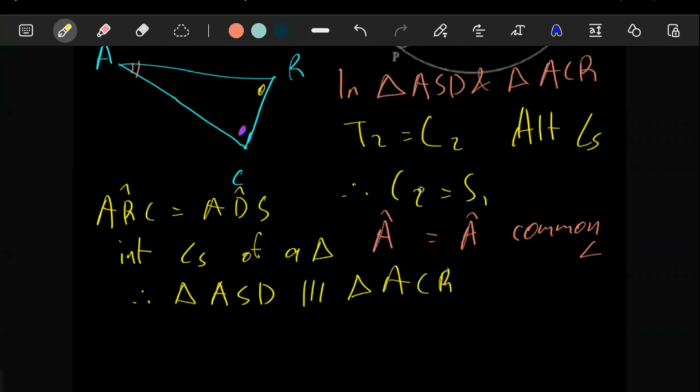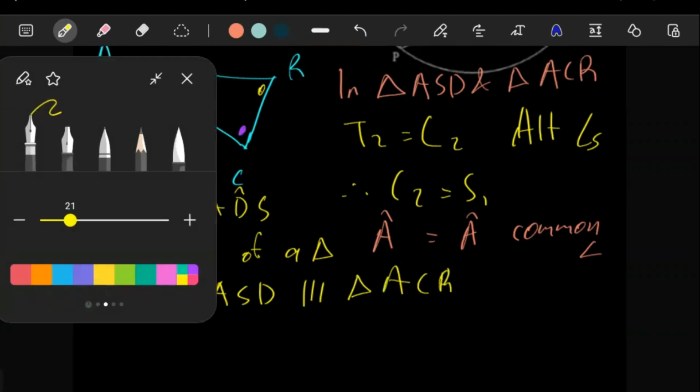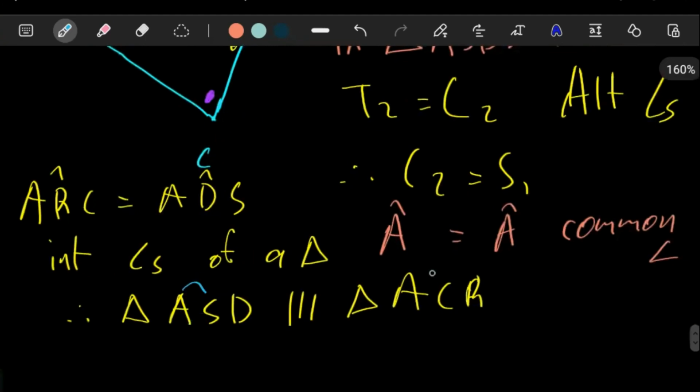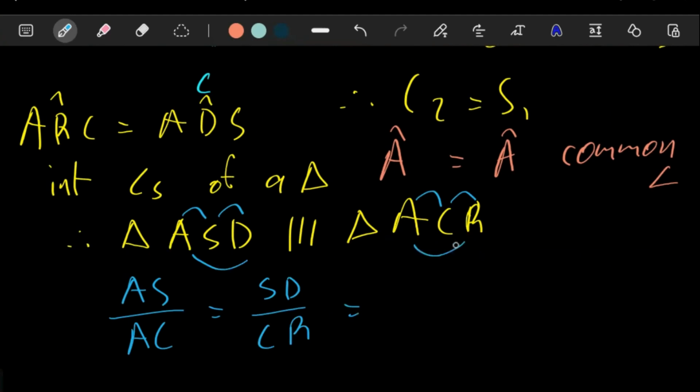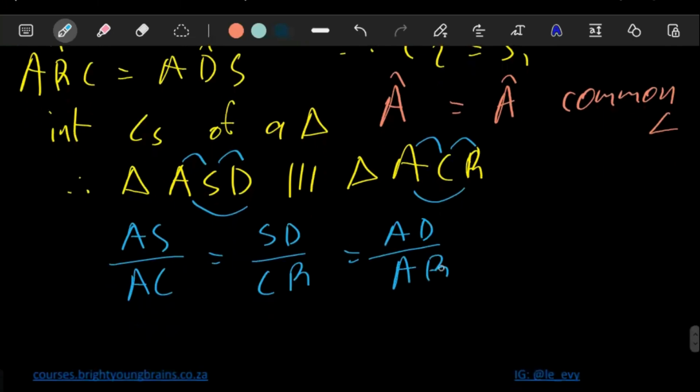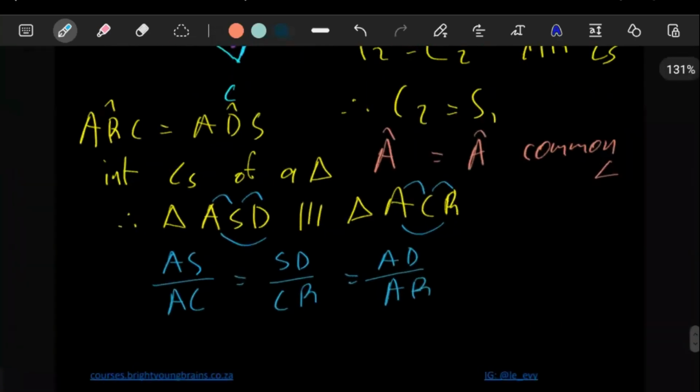So that being done, we can now say the following here. We can now say something like AS over AC is equal to SD over CR, which is equal to AD over AR. There we go. And then what do we have now? The reason for writing this, you can just say proportionality theorem.